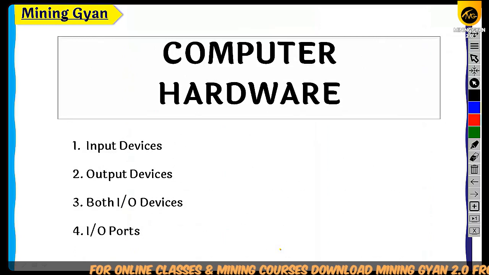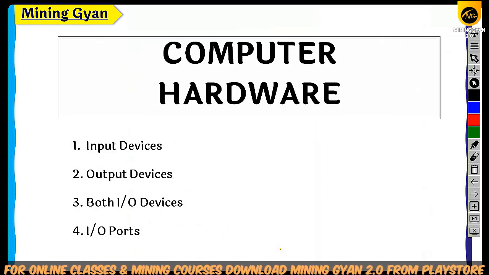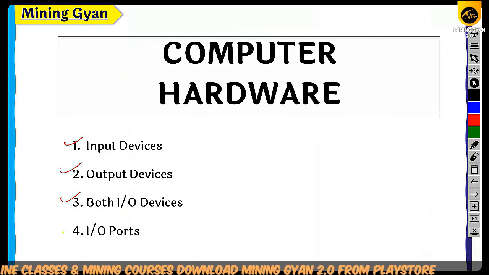Now in the computer components, the first type is the hardware component, and the second one is the software component. In the hardware component, there are input devices, output devices, and some devices which are used as both input and output. That's why they are called input output devices. And the last one is the ports, which are input output ports.